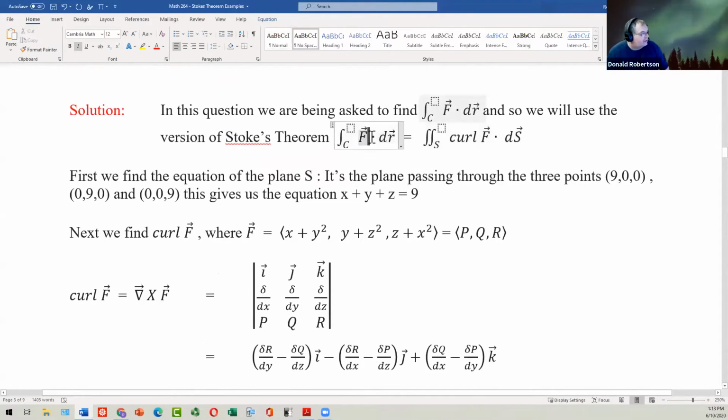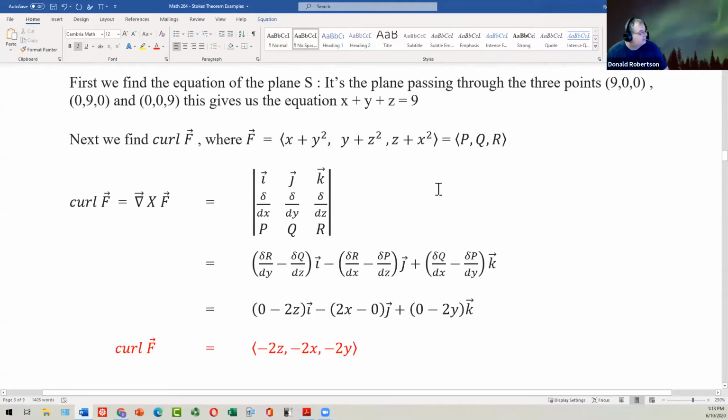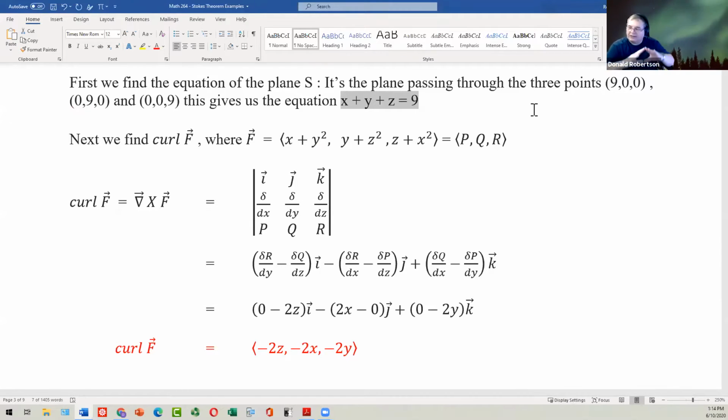So according to Stokes' theorem, if you want to find this line integral, you can find this surface integral here. That means I'm going to have to find the curl of f. In this question, the plane was formed by passing through these 3 points. Now, I've skipped a whole line of work in here, but do you know if you know 3 points, you can find the equation of the plane that passes through them? So that fella, x plus y plus z equals 9, is the surface that we're going to need for the surface integral, right? It's basically a big triangle.